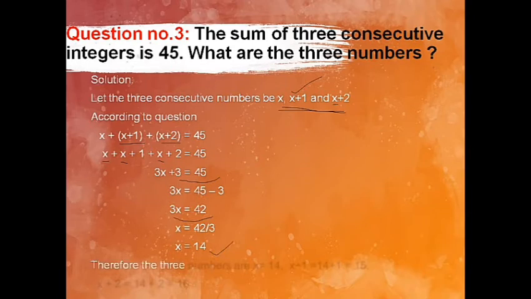Therefore, the three numbers are x equals 14, x plus 1 equals 14 plus 1, that equals 15, and the third is x plus 2 equals 14 plus 2 equals 16. Therefore, the three integers we got here are 14, 15, and the third one is 16.